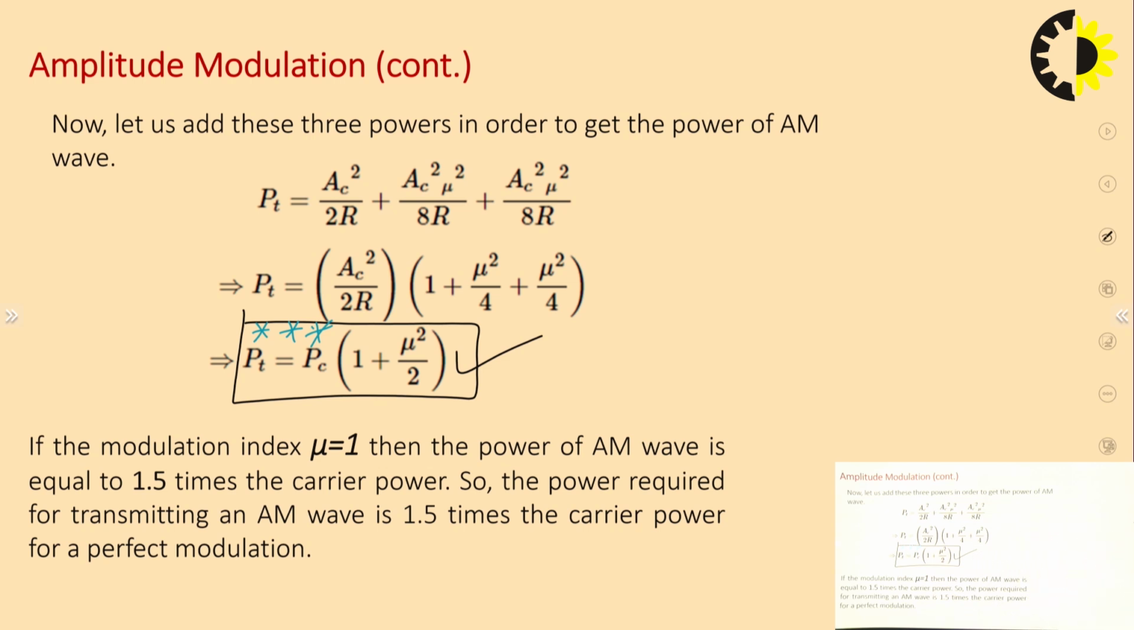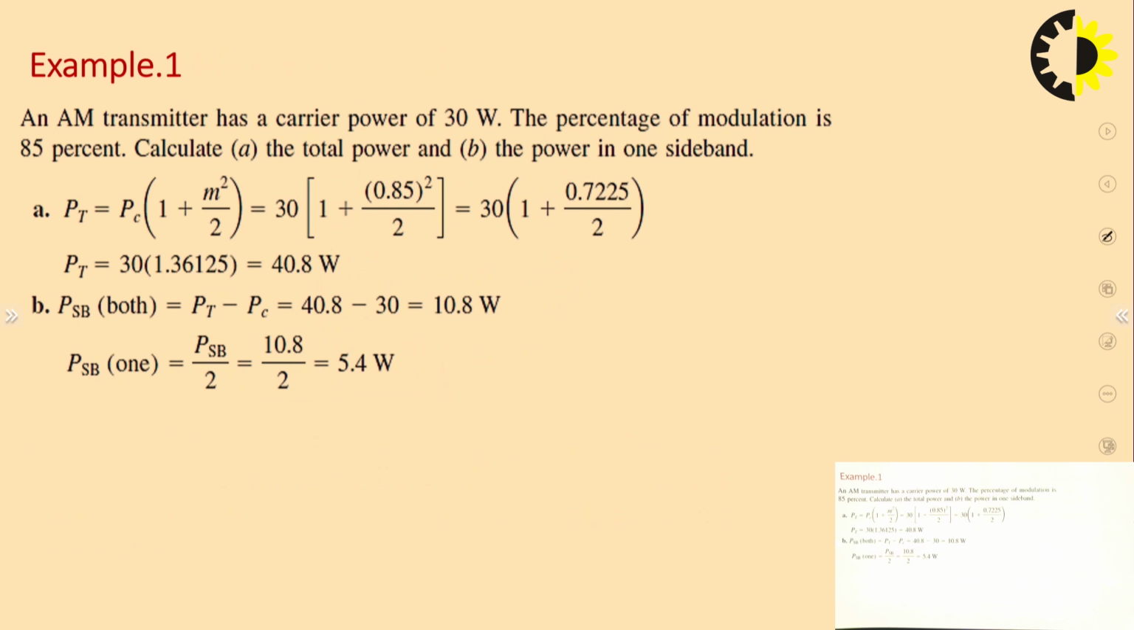Here, if the modulation index mu is equal to 1, then the power of AM would be 1.5 times the carrier power. So this is a general observation. For mu equal to 1, the power would be 3 by 2 times the carrier power, right?